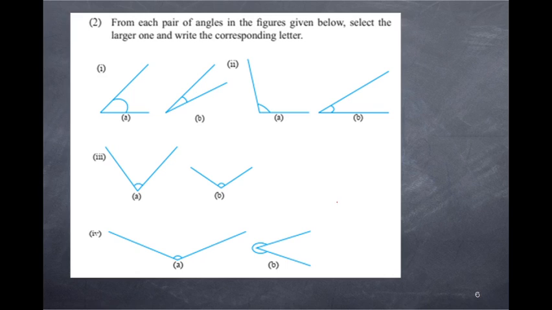Okay, what is the second question? From each pair of angles in the figures given below, select the larger one and write the corresponding letter. Okay, the first one. Look at the first one. What is the larger one? The magnitude, the size, is A. This one. The second one. What is the larger one? This one. Third one. What is the larger one? This one. Fourth one. What is the larger one? This one. Right? It is an easy exercise.